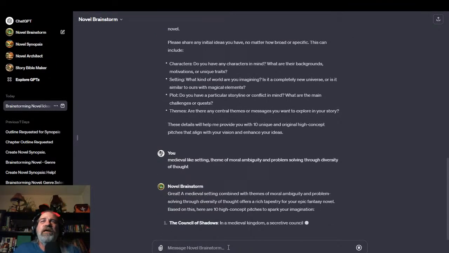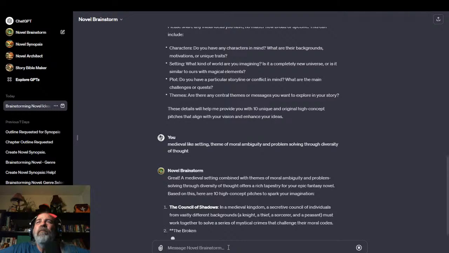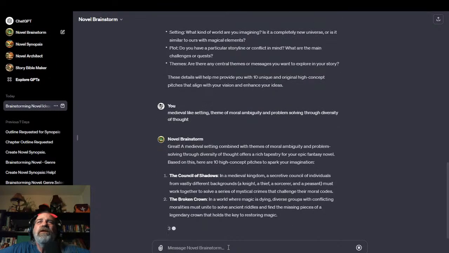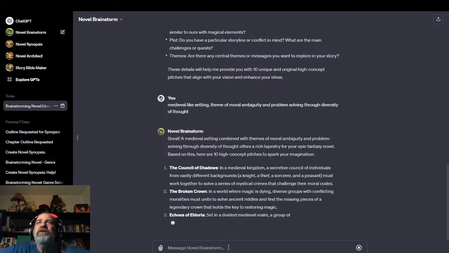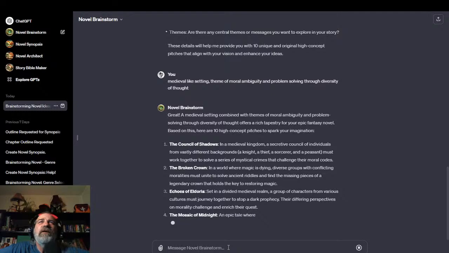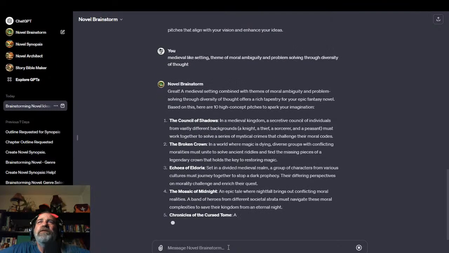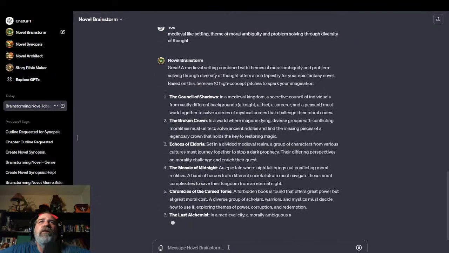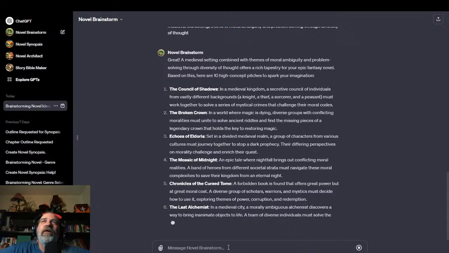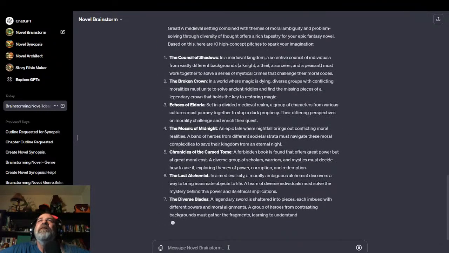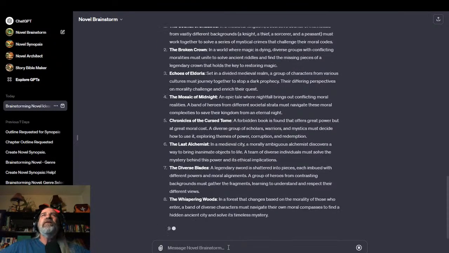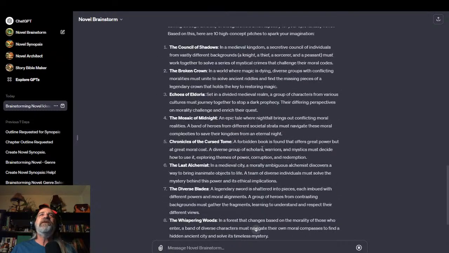Great. A medieval setting combined with themes of moral ambiguity and problem solving through diversity of thought offers a rich tapestry for your epic fantasy novel. Based on this, here are 10 high concept pitches to spark your imagination. The Council of Shadows. Ooh, I like that right away. That's a great title. The medieval kingdom, a secretive council of individuals from vastly different backgrounds, a knight, a thief, a sorcerer, and a peasant, must work together to solve a series of mystical crimes that challenge their moral codes.